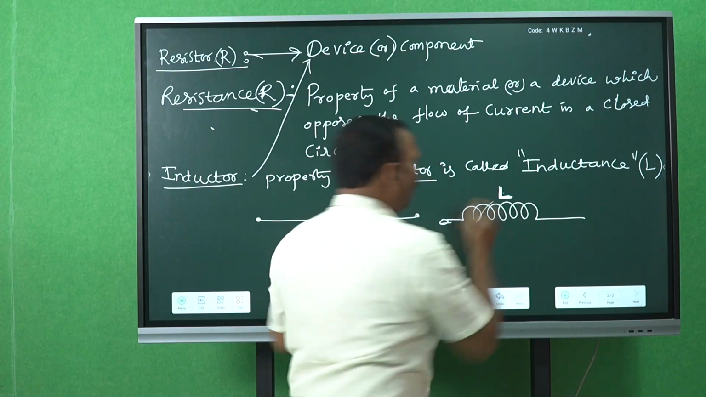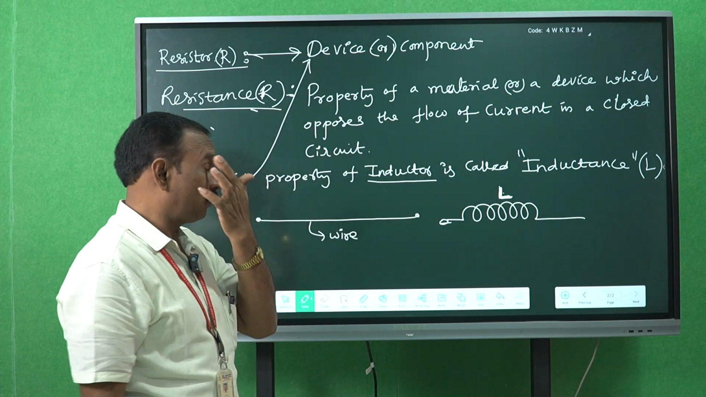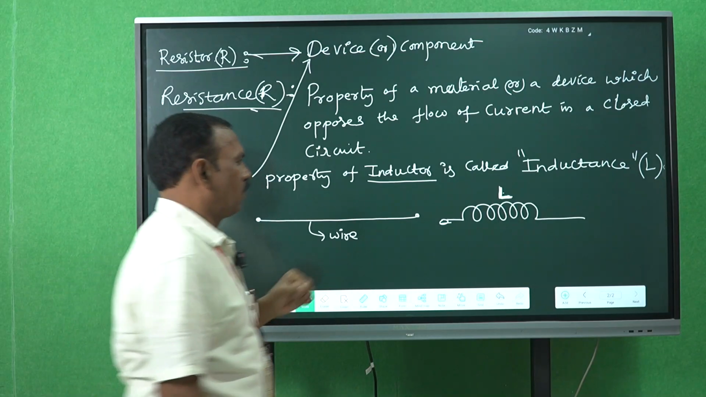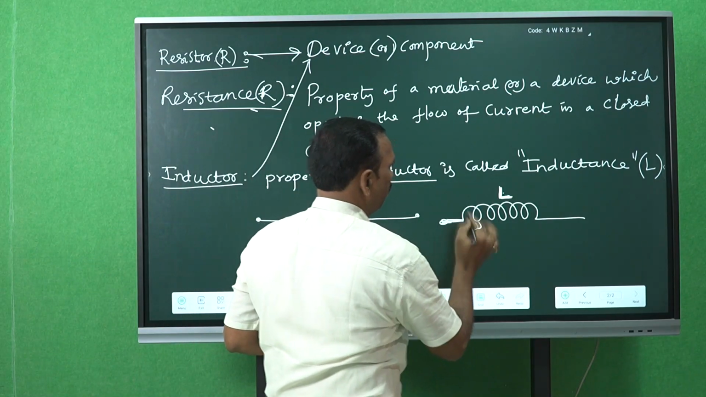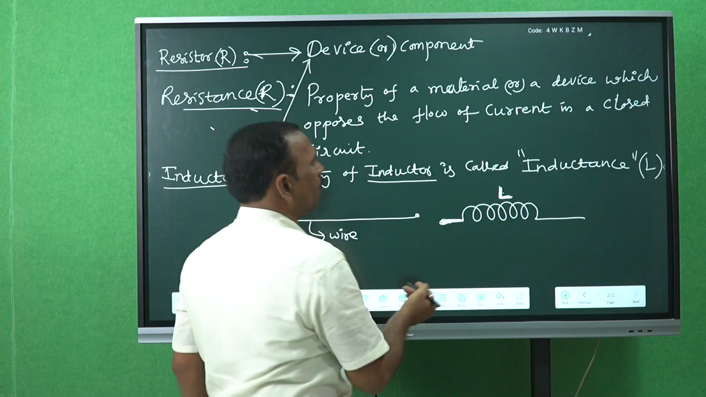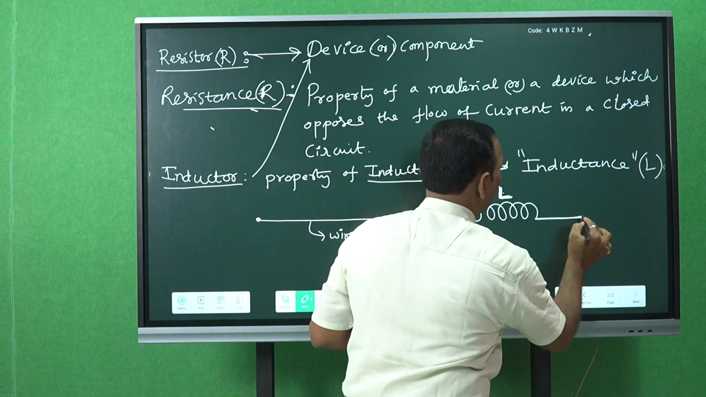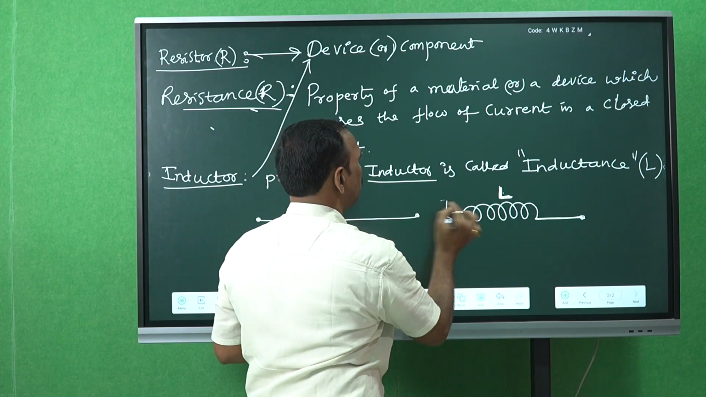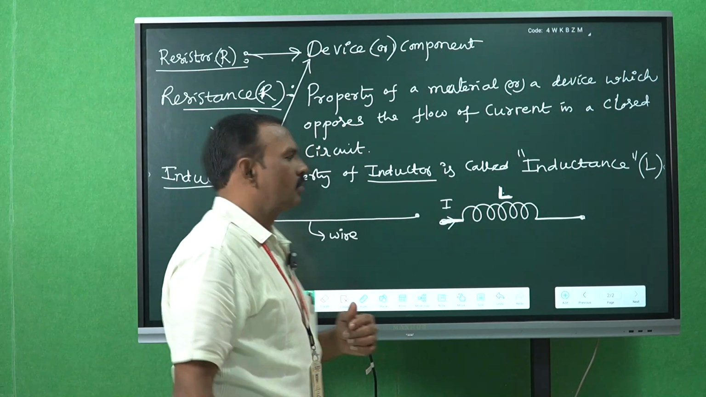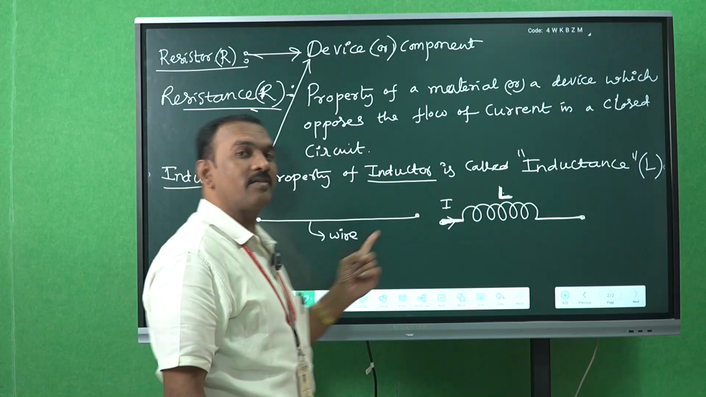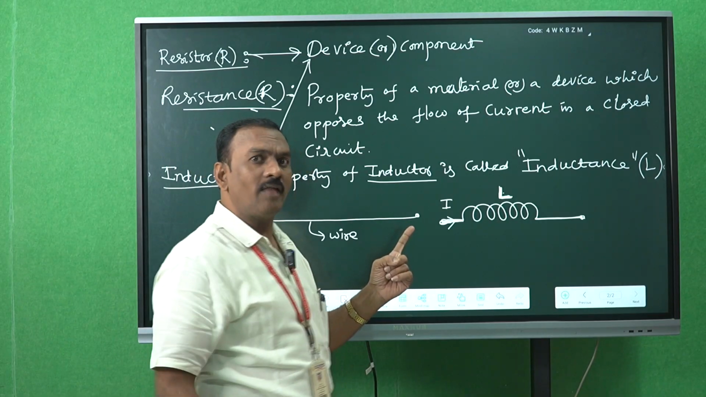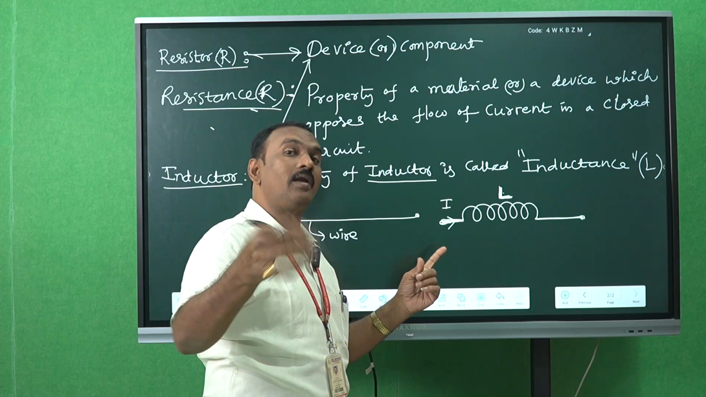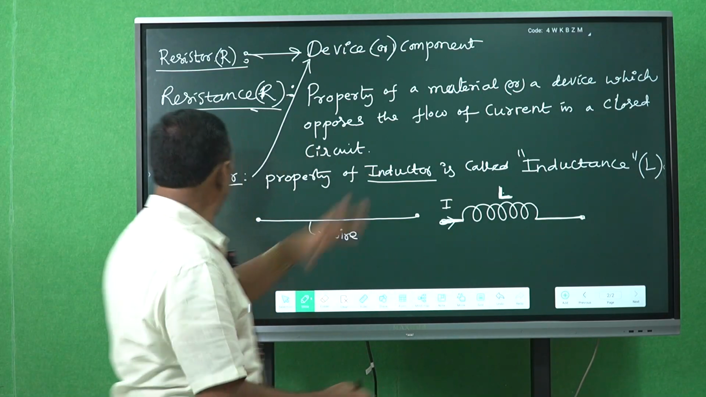Now, this inductor also has a certain property. Before discussing that, let's see how it works. For example, if we pass a steady current, what is a steady current? Steady current means constant current or stable current. What is the other type of current? We have another type of current, called alternating current, or changing current.